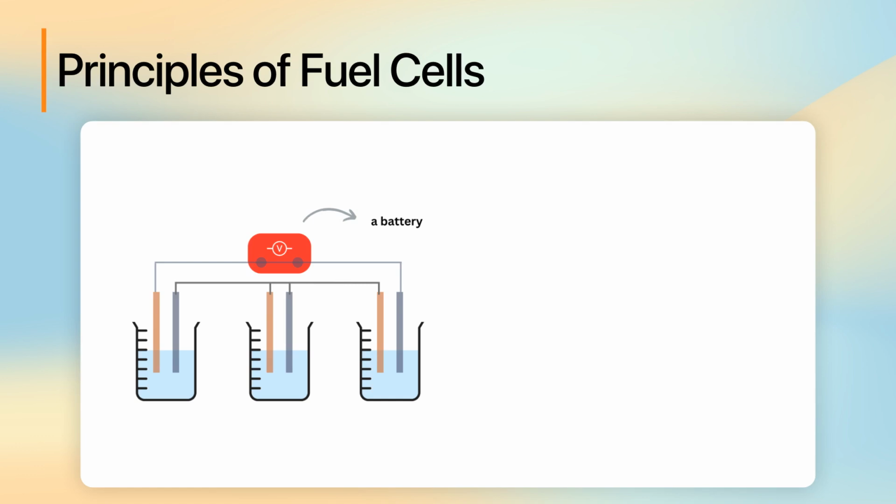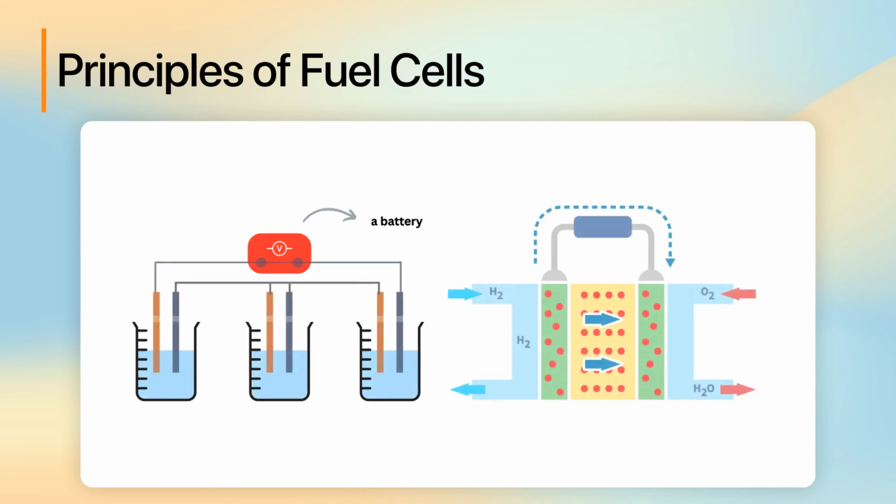Similar to a battery, a fuel cell consists of two electrodes, an anode and a cathode, separated by an electrolyte. In a typical fuel cell, the fuel, such as hydrogen, is fed into the anode and gets oxidized, while an oxidizing agent, such as oxygen from the air, is supplied to the cathode.